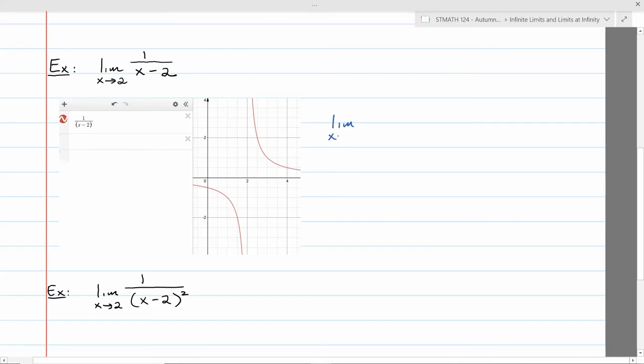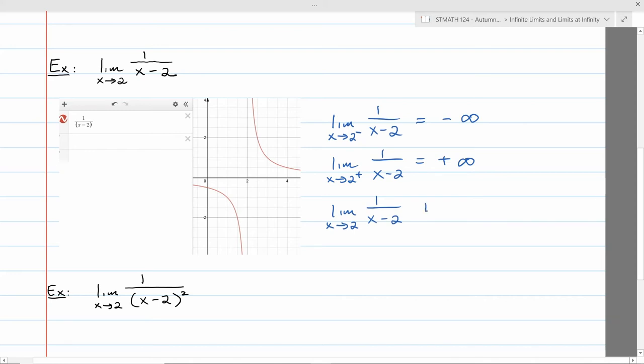From the graph, it appears the limit as x approaches 2 on the left-hand side is equal to negative infinity, and the limit as x approaches 2 on the right-hand side appears to be positive infinity. And the two-sided limit in this particular case, just the limit as x approaches 2 of 1 over x minus 2, since it's not doing the same thing on the left and the right, I would just say it does not exist, just like before when we were dealing with regular finite limits.